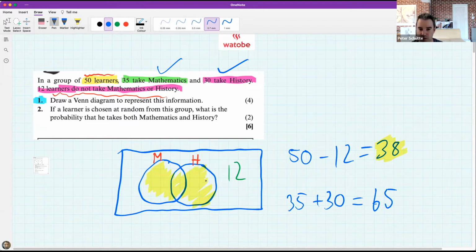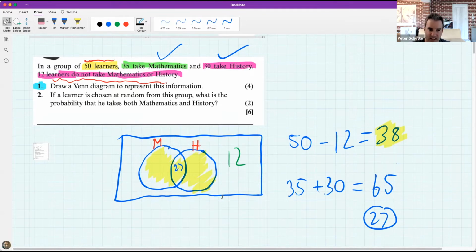Otherwise, I'll show you the one method, and then I'll show you another one, which maybe would be more suitable. So what is the difference between 38 and 65? What do you think the difference is between 38 and 65? Okay, so it would be 15 plus 12. I think it's going to be 27. 27. If you look at the difference between these two, you're going to get 27. And that difference is actually going to be the amount in the middle.